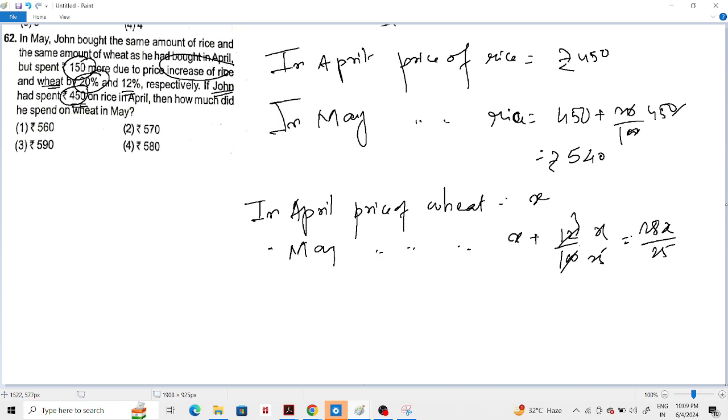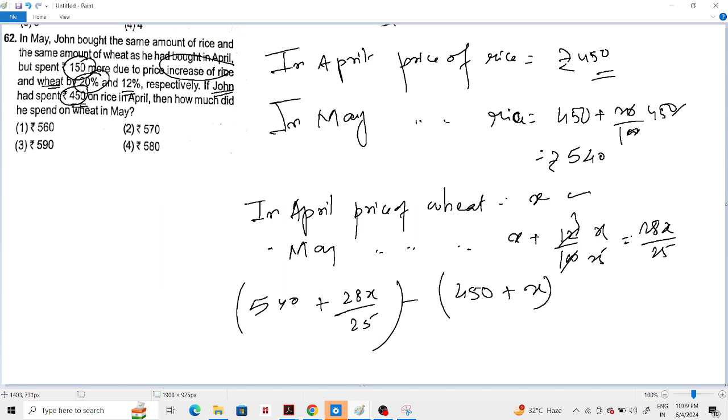Right, now I add both of these and subtract it from the initial price. So initial price, what was the initial price of rice? 450 plus what was the initial price of wheat? X. The difference is going to be 150. That is going to give me the same answer. So X will come 500, right? I need to find out how much did he spend on wheat in May.